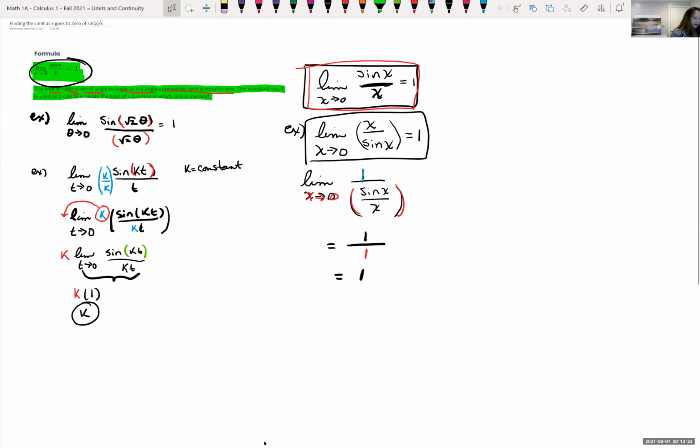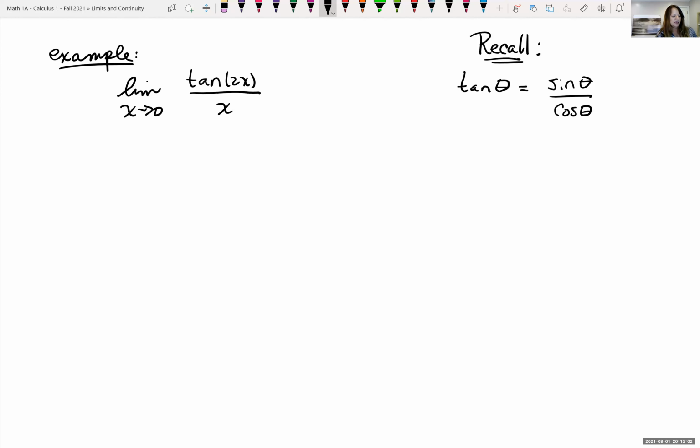So, pulling another example. Our next example: I have the limit as x goes to 0 of tangent of 2x, all over x. I was just recalling that we can rewrite tangent of theta as sine theta over cosine theta.